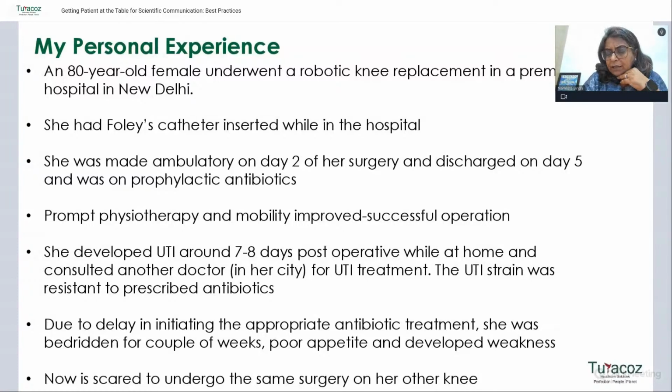They found out that the antibiotic which she was on, which was given to her as a prophylactic when she was discharged, was resistant. So then they changed the antibiotic, and anyway, she did manage to get better. But during that time, while all these tests were going on and the antibiotics were being changed, she was kind of bedridden. She's 80 years old. She does not have too much immunity.